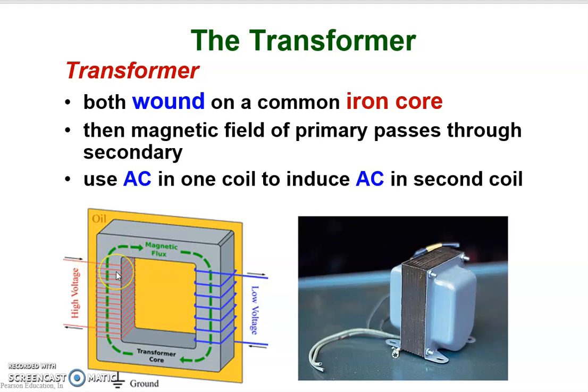And we learned in the previous lectures that if you have the current flowing in the loops, then you will produce a magnetic field. This magnetic field will pass along the iron and enter into the secondary loop. Therefore, the change of the magnetic field, or the change of the magnetic flux, is the same for both loops. So why is this important?